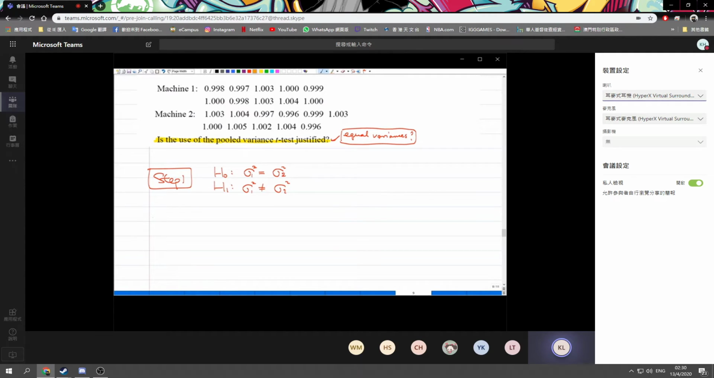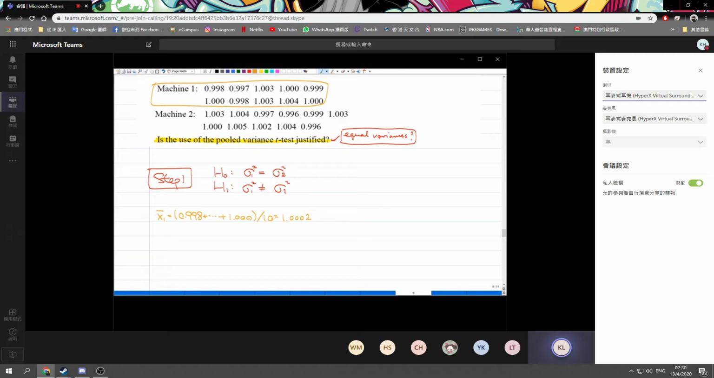So first, let's get the mean. The mean of the first group, 0.998 plus dot dot dot. So we're going to look at the first group. We add up all the data points and we divide that by their sample size, 10, which is 1.0002.